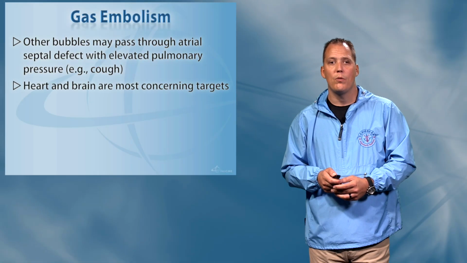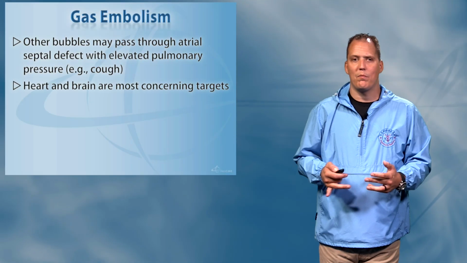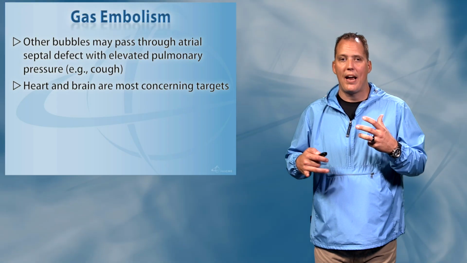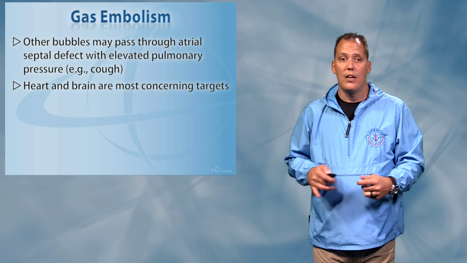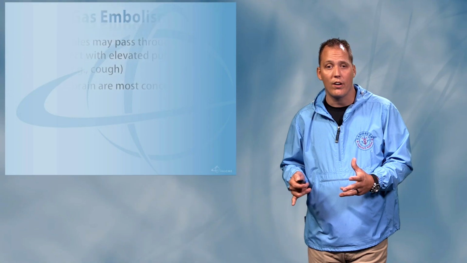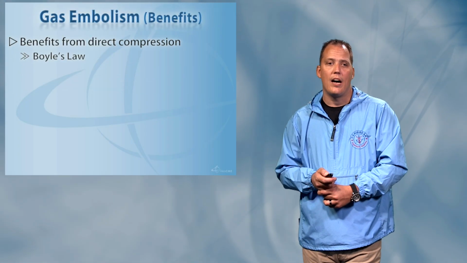Okay. So again, when you're looking at gas embolism, remember that other bubbles may pass through the ASD, for example, and you may have, just by having a cough or increased pulmonary pressure, your heart and brain as your most concerning targets, and those are the ones that need to be protected.